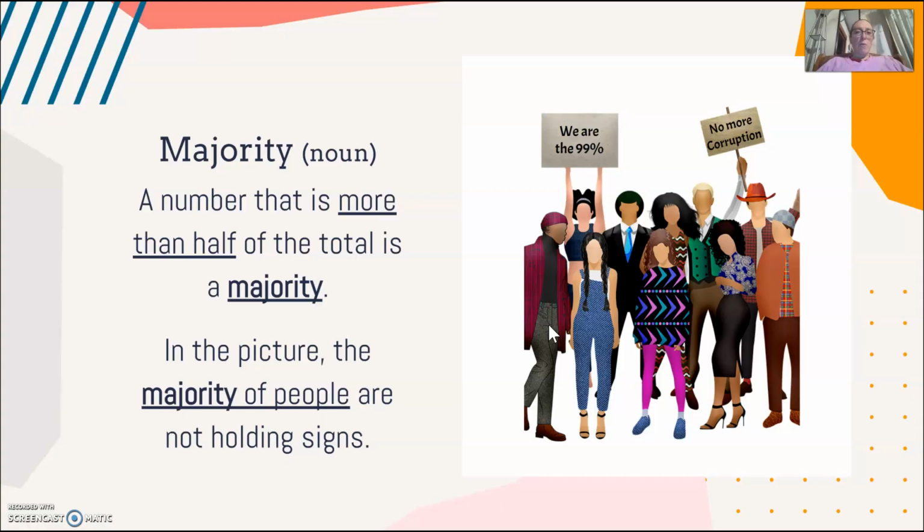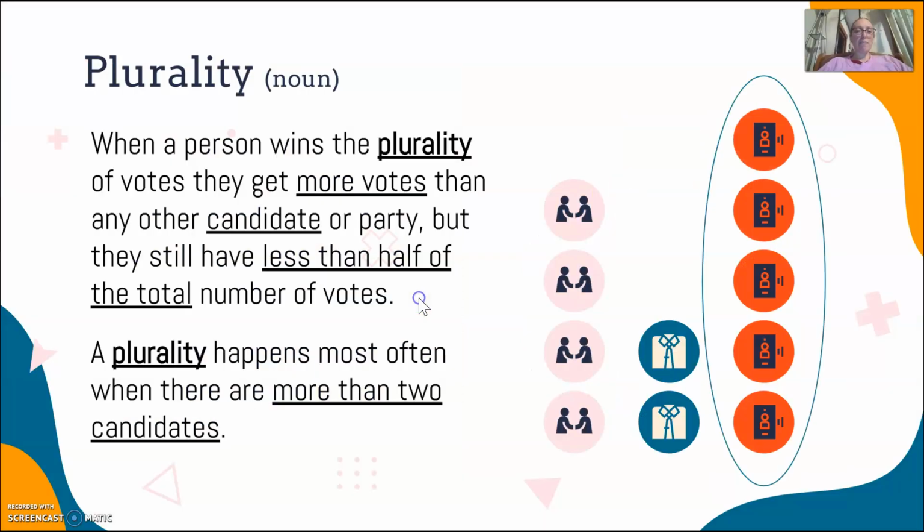So there are 2 vocabulary words. In a little bit you're going to get your paper and you'll want to write these down. The first word is majority. A number that is more than half of the total is a majority. In the picture, the majority of people are not holding signs. Far less than half of the people are holding signs, which means more than half are not holding signs.